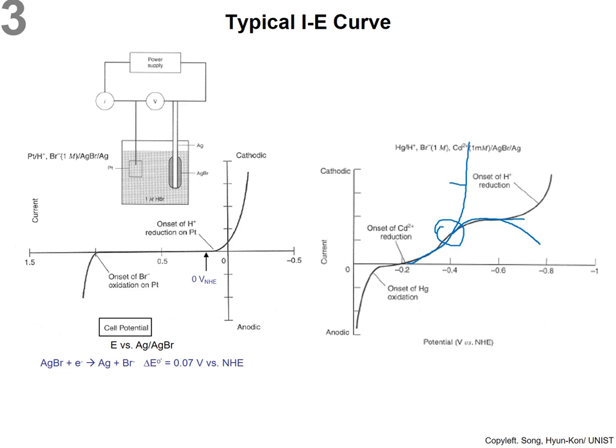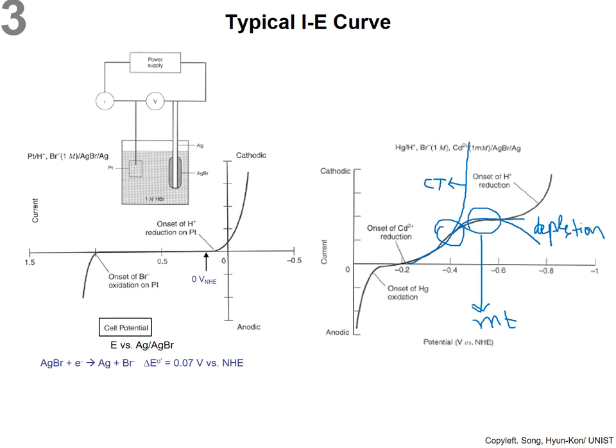This is the charge transfer limited system. And around here, this current is mass transfer limited. And then depletion of cadmium 2 plus, then the current is going down.